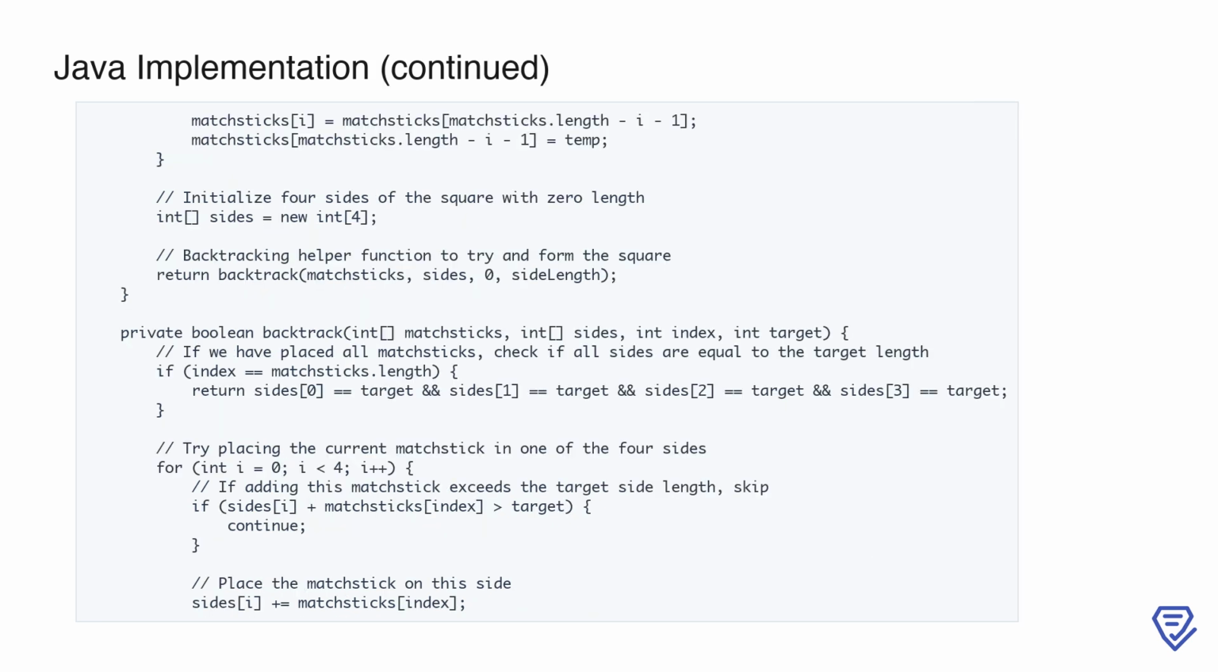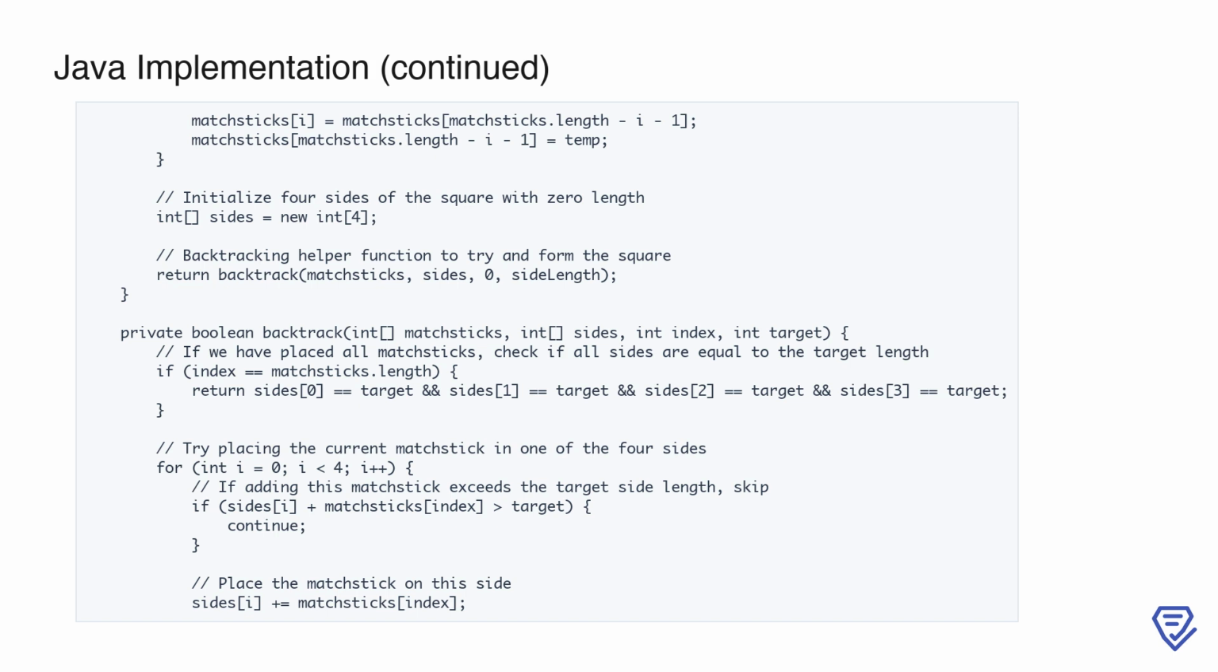After sorting the matchsticks, we initialize an array sides to track the current length of each of the 4 sides of the square. This array starts with all sides at 0. The main logic of forming the square is handled by the backtrack helper function, which we call with the matchsticks, the sides array, the starting index of 0, and the target side length.